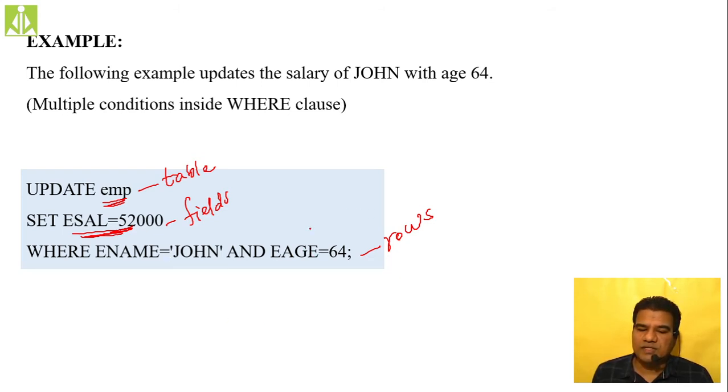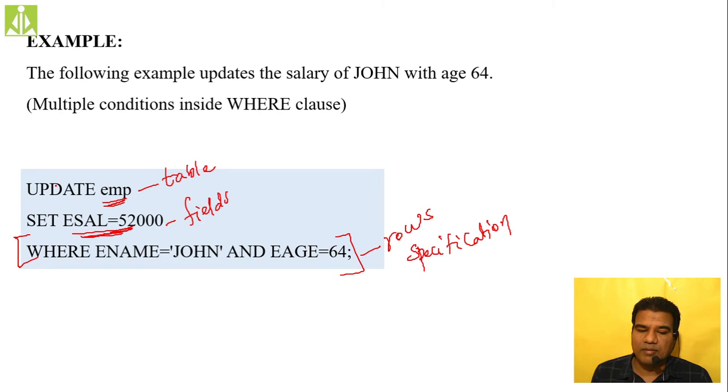And if you don't specify, row specification we specify over here. Row specification we specify over here. And if you don't put this row specification, ultimately what will happen, or simply we can say, if you don't put this where clause, then what will happen?